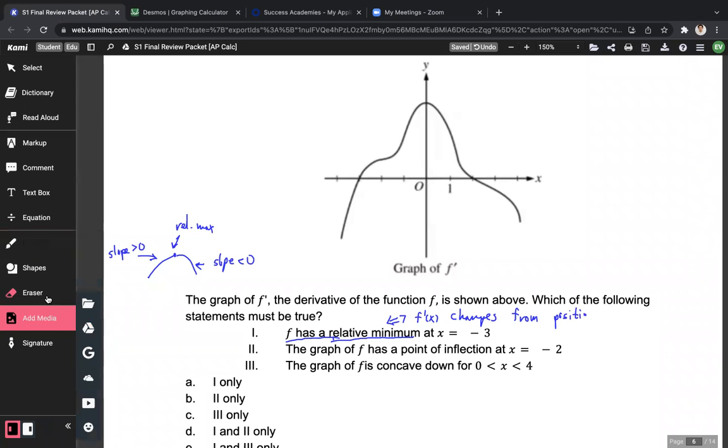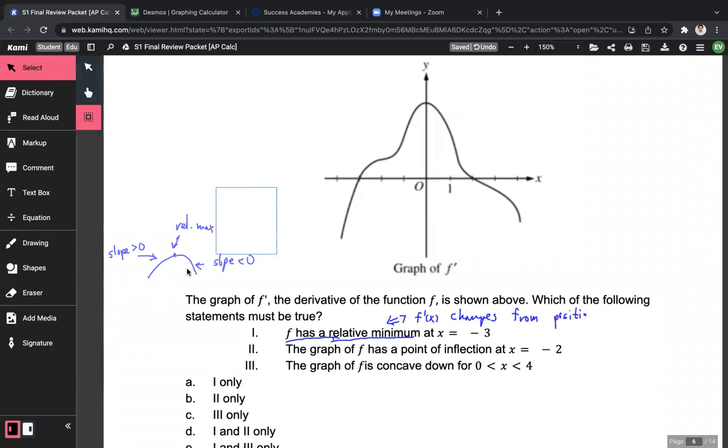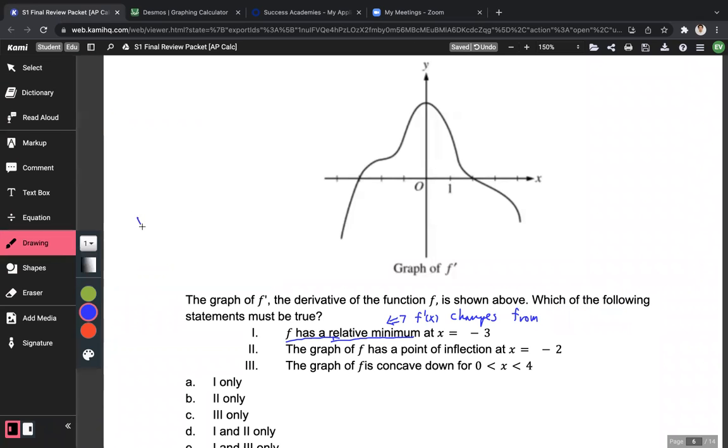Oh, whoops, did I say max? I meant to say min. Oh my gosh, let's erase that. That's not helpful. If we want a minimum, let's try that again. This is why I like to draw pictures. Here's my relative minimum. That means that my slope goes from negative to positive.